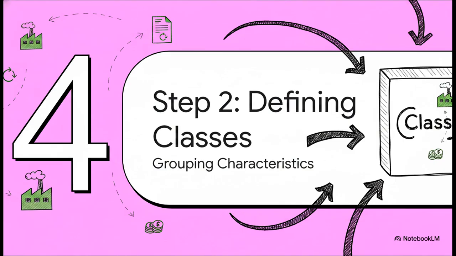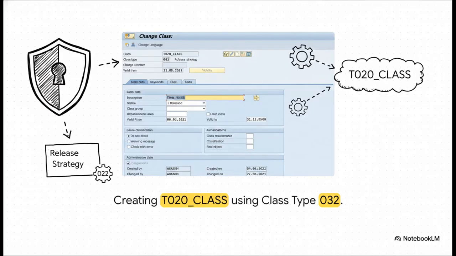All right, Section 4, Step 2, Defining classes. We achieve this grouping we just talked about by defining a class. In this specific case, T020_class. The absolutely crucial detail here is the class type. We absolutely must use class type 032. SAP specifically reserves and recognizes 032 strictly for release strategies, no exceptions.